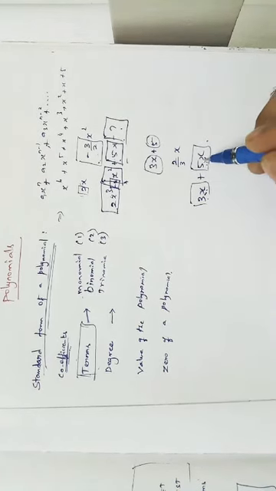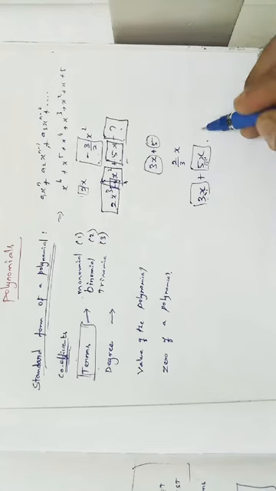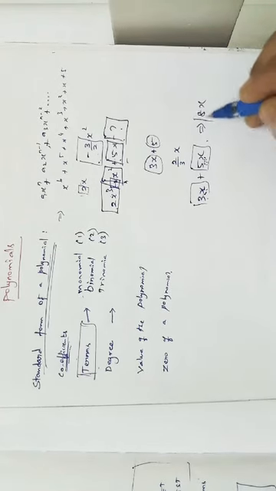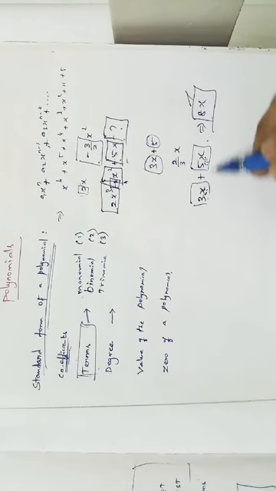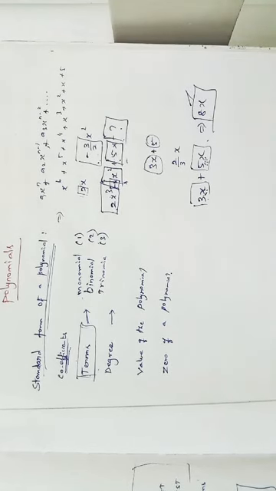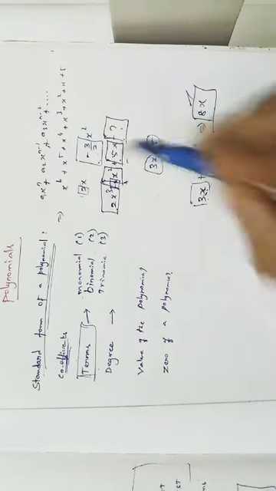Here 3x plus 5x, both are like terms. 3x plus 5x is equal to 8x. Now what is it? Monomial or binomial or trinomial? Monomial, right? So if both the terms are like terms, then we can simplify, and only then we have to say whether it is a monomial or binomial or trinomial.